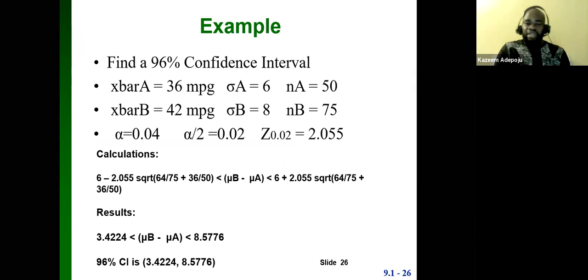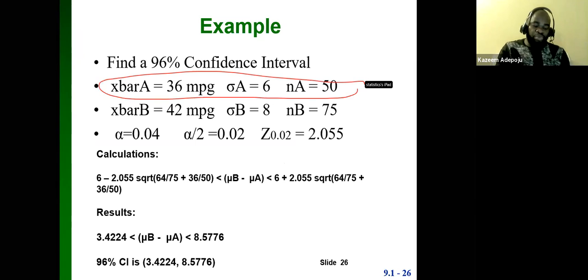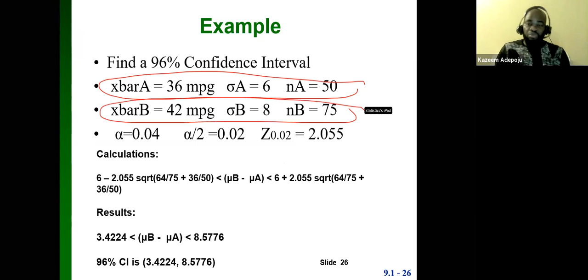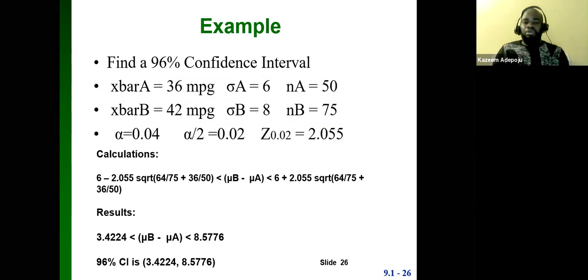Let's first collect our data. You can see this is for the first group, group A, and that is for group B. You have the sample mean, the population standard deviation, and the sample size. You are asked to find a 96% confidence interval. Of course, the 96% confidence interval means the level of significance, the level of statistical error, will be 4%.